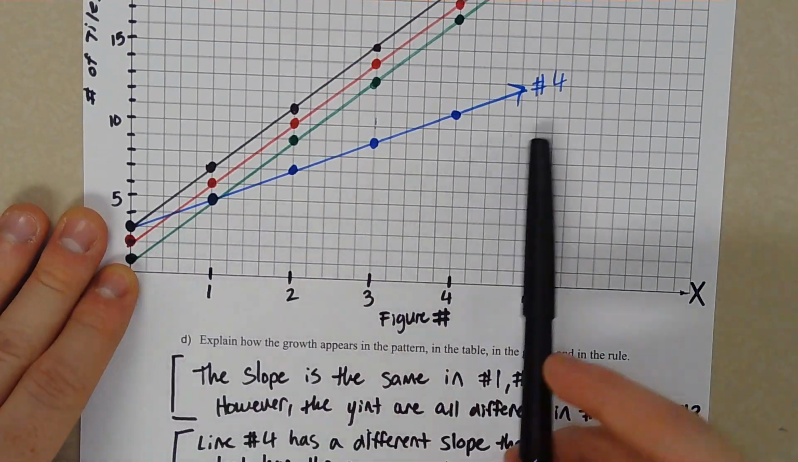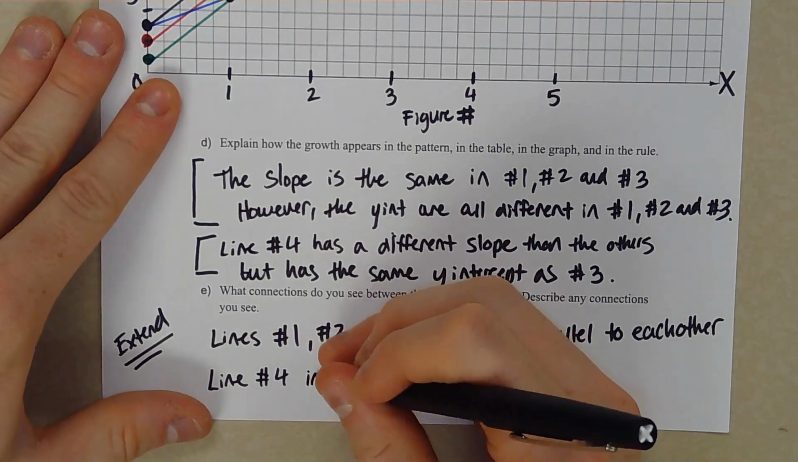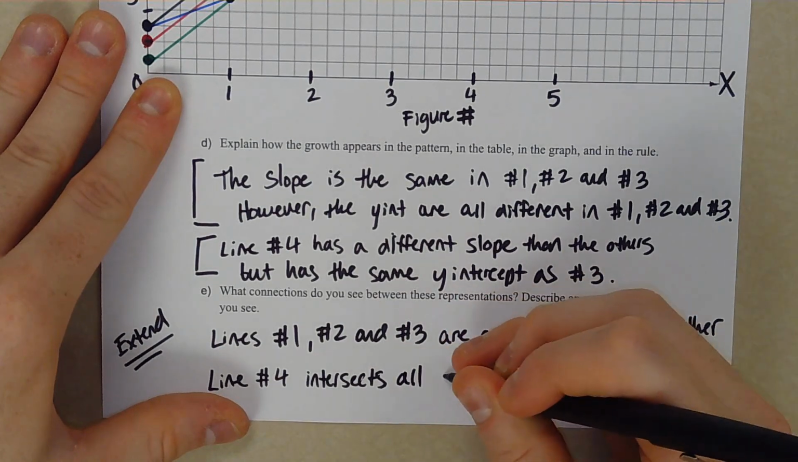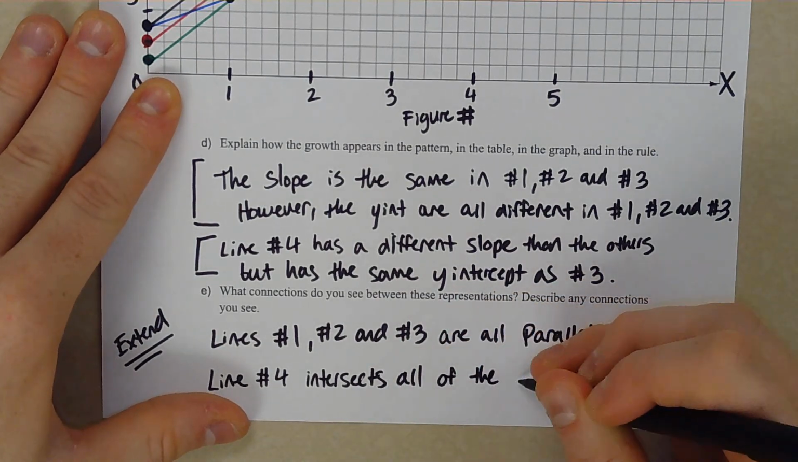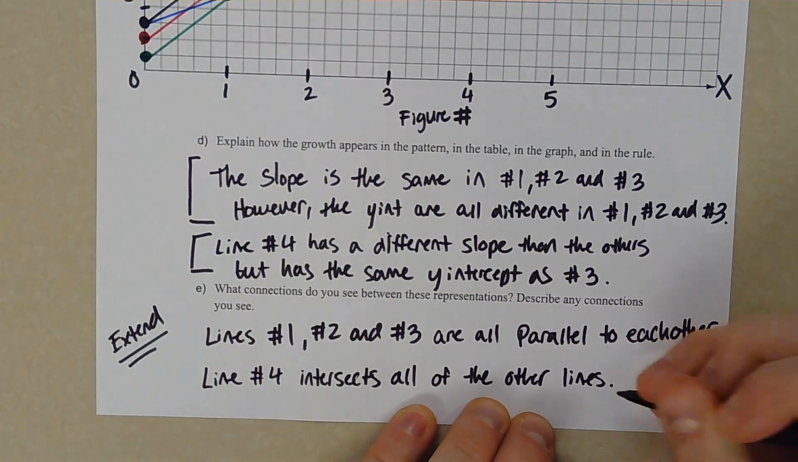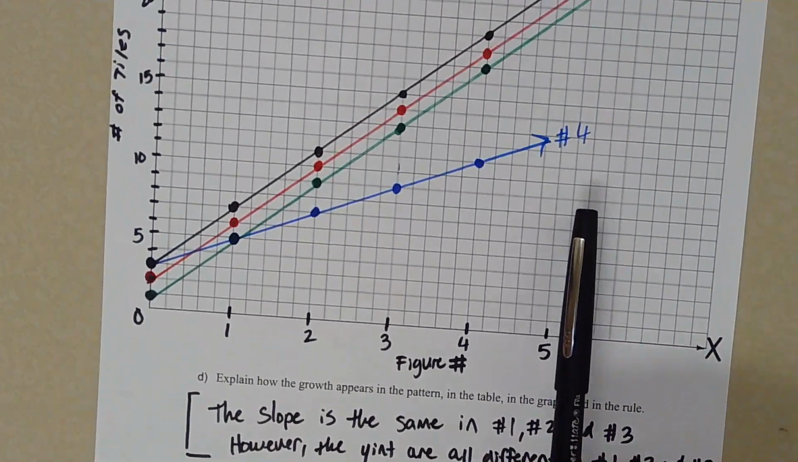Then we can say line number 4, now when a line goes through another line, that means it intersects. So we can say line number 4 intersects all of the other lines. In geometry, that's something called the transversal, but you guys are not quite there yet.